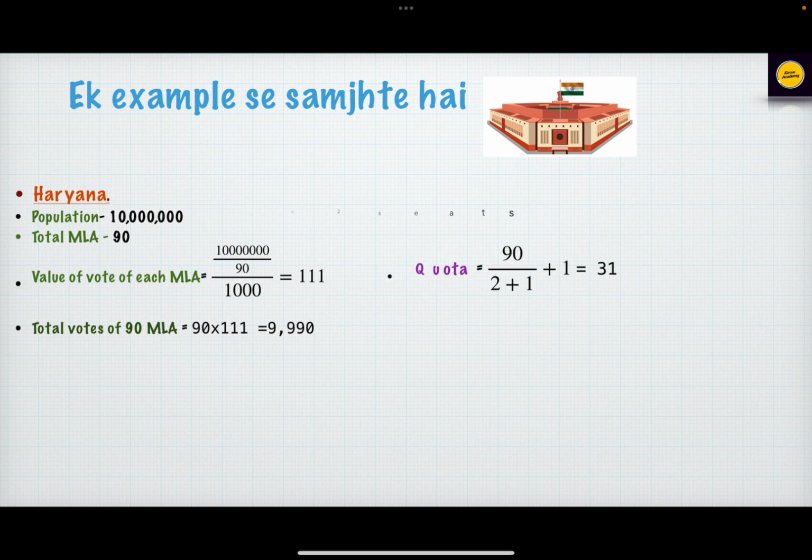Considering the Rajya Sabha elections, we have to know the vacancy. For example, the vacancy is 2 seats, and the next thing to know is the quota. The quota formula we have just learned is 90 by 2 plus 1 plus 1. So the minimum quota required to get elected is 31. If a person gets 31, or minimum 30 votes, he shall be elected to Rajya Sabha.